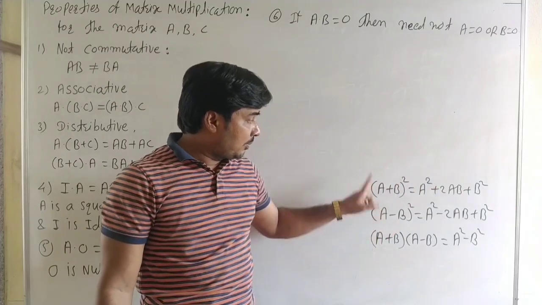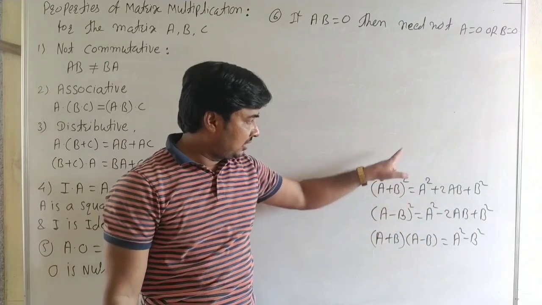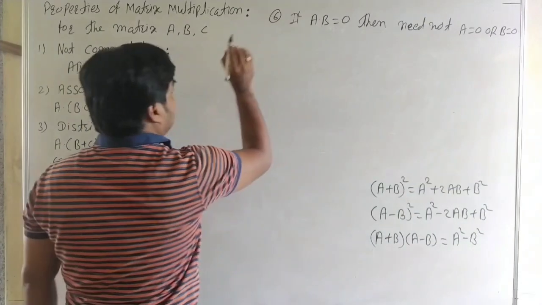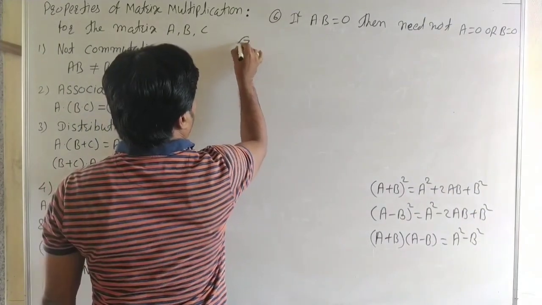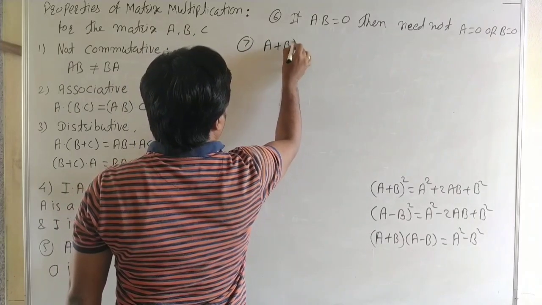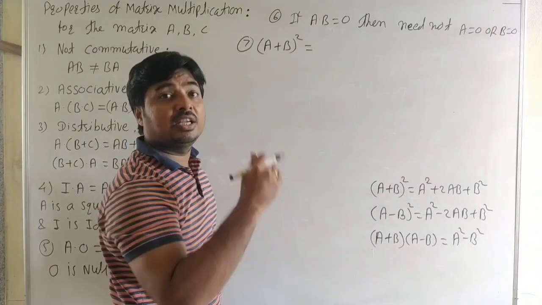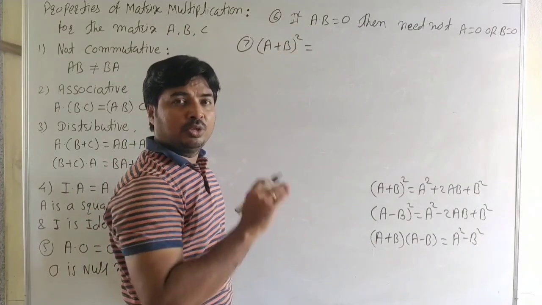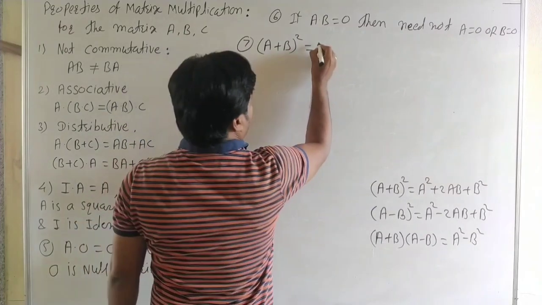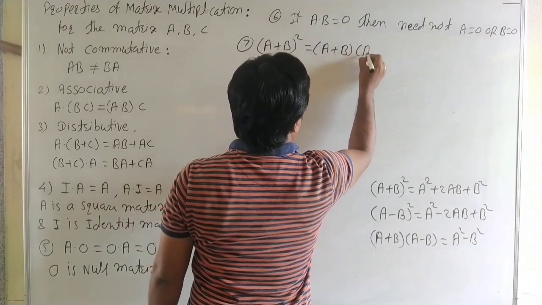These three results hold for any real numbers. But if A and B are matrices, then these results do not hold. See carefully. Here we take the result; it is the seventh property. When we write (A plus B) whole square, in a matrix we find the square as A into A. So it is (A plus B) into (A plus B).